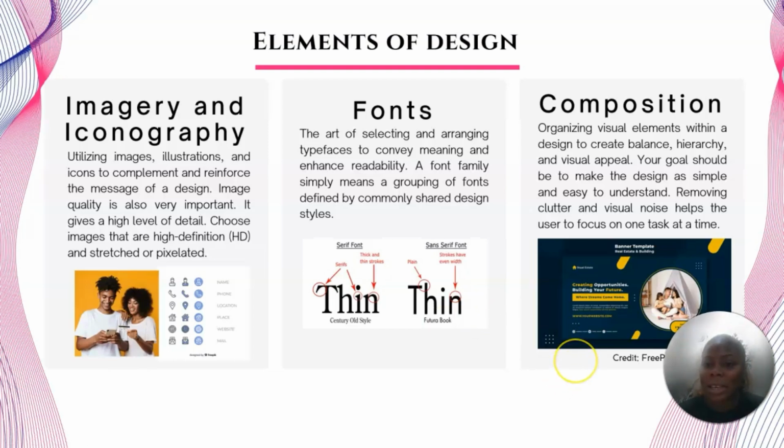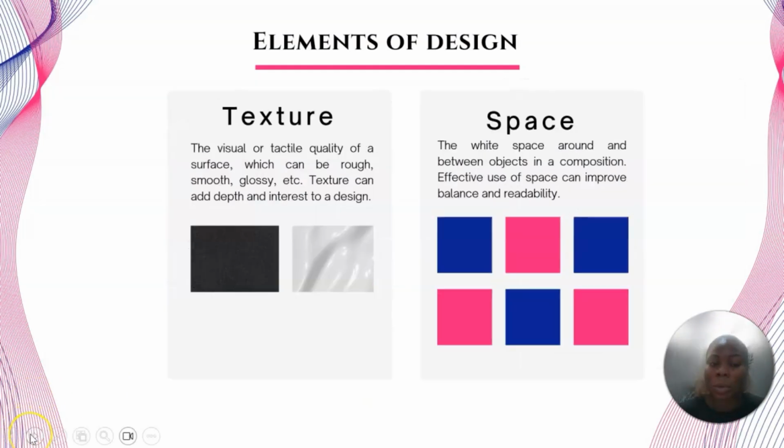When we have composition, composition is organizing your elements. This is an example of a design, and you can see how it's organized: how the picture is here, how the text is here, how these shapes are here, everything is organized. The goal is to remove clutter and noise, with white spaces and negative spaces, everything in order. If you look at this design, it's appealing, it's composed in such a way that it's easy for you to read. That's what composition is all about.